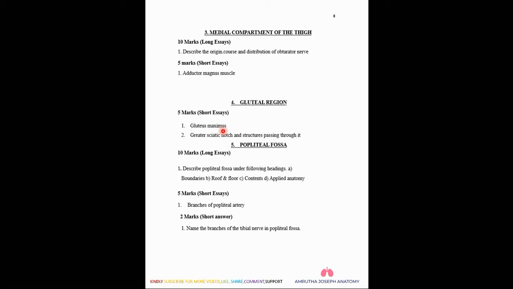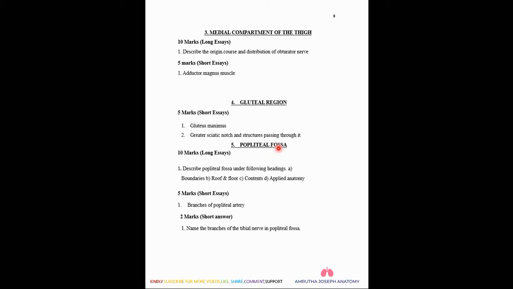So this is 5 marker. You may get a 3 marker question like lesser sciatic notch and structures passing through it. So that is a 3 marker. You can get a question on popliteal fossa, 10 marker. Describe the popliteal fossa under the following headings: boundaries, roof, floor, contents, applied anatomy.